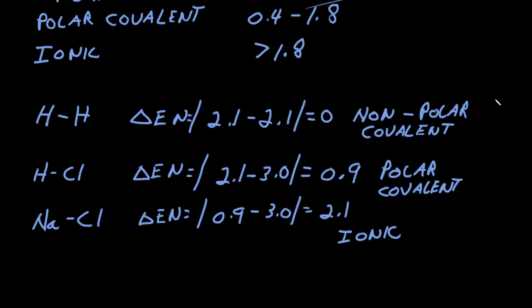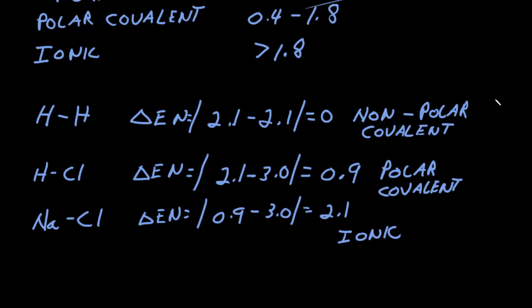Another example here is the H and the Cl bond. If you look at the difference in electronegativities, you'll see that it's 0.9, and that falls into the realm of the polar covalent bonds. The last one we have is sodium and chlorine. And if you look there, you have 0.9 minus 3, which is 2.1, and it is considered an ionic bond.